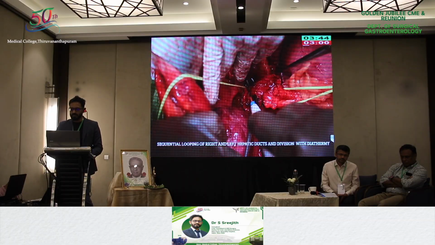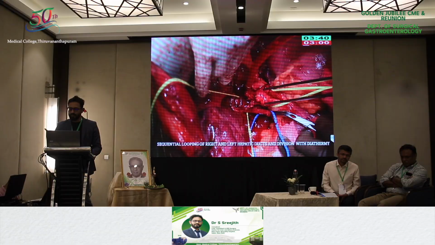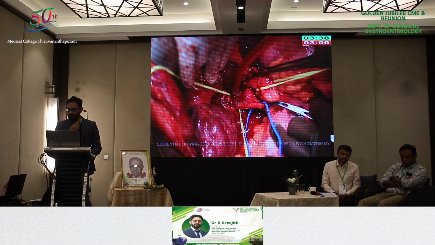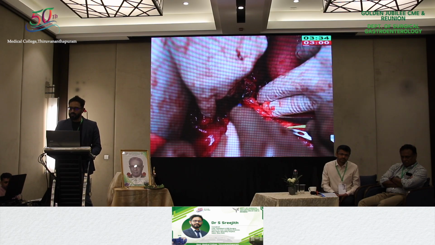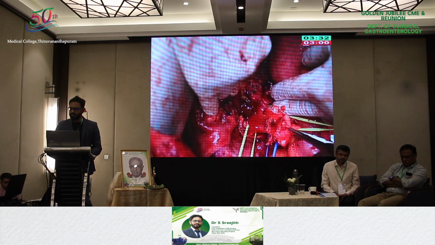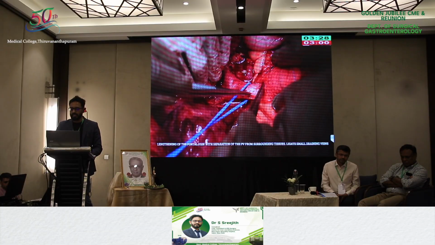Here, my colleague has used a cautery. I just cut with scissors with a bulldog on the bile duct and the tissues. So you may use cautery, but personally I feel it's better to use scissors. Then we go for portal vein lengthening.